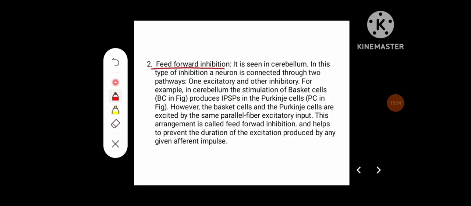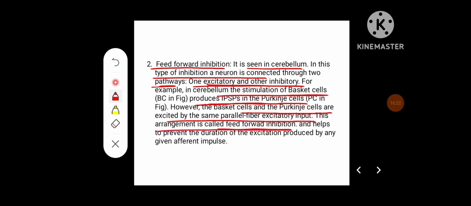There is also a phenomenon called feed-forward inhibition. It is seen in the cerebellum. In this type of inhibition, a neuron is connected through two pathways. One is excitatory and another is inhibitory. For example, in the cerebellum, stimulation of basket cells produces IPSP in Purkinje cells. However, the basket cells and Purkinje cells are excited by the same parallel excitatory input, and this arrangement is called feed forward inhibition. This helps to prevent the duration of the excitation produced by any given afferent impulse.